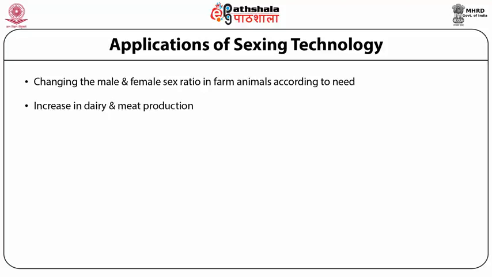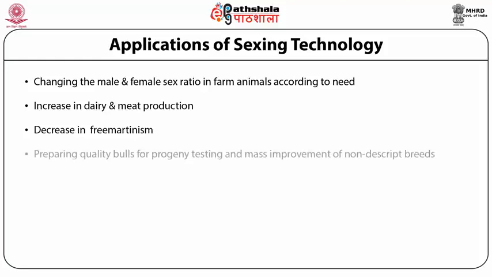It will also decrease the cases of freemartinism. Freemartinism is a process in which the female becomes sterile due to some genetic reasons. So this genetic screening can be performed early, before implantation of the embryo. These techniques can also be used for preparing quality bulls, and these quality bulls can be used for progeny testing and mass improvement of non-descript breeds. So this technique will prove vital in upgrading of non-descript breeds.